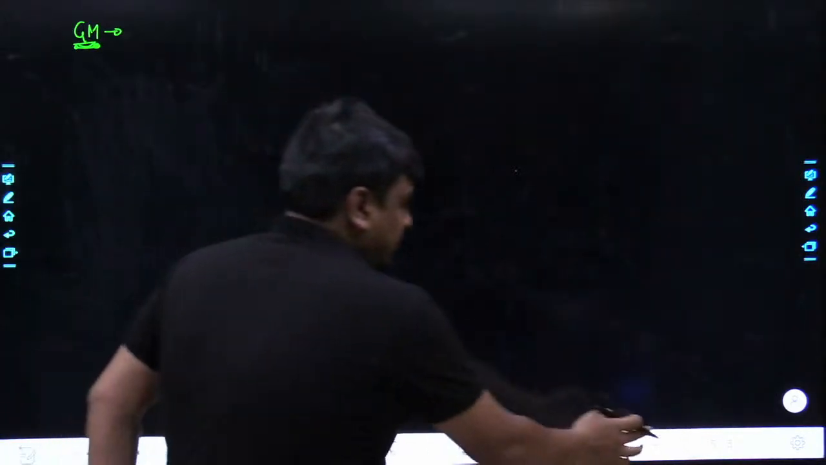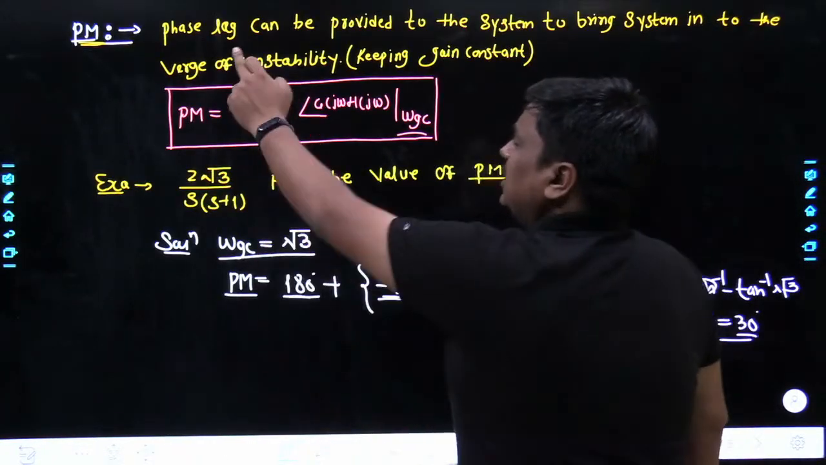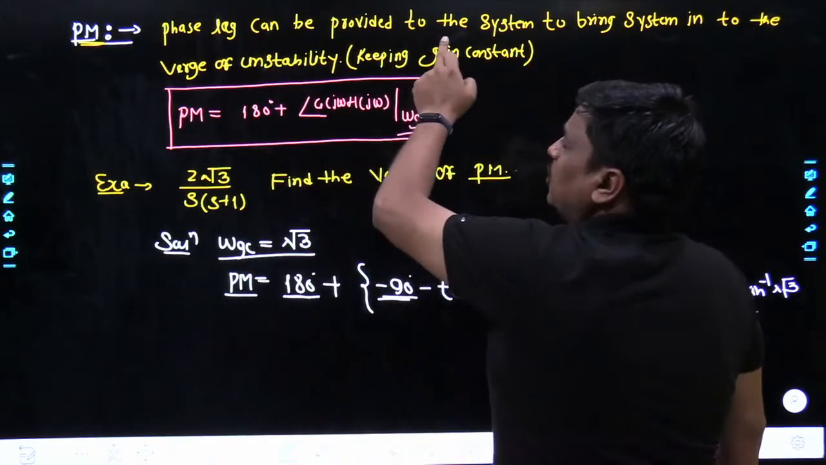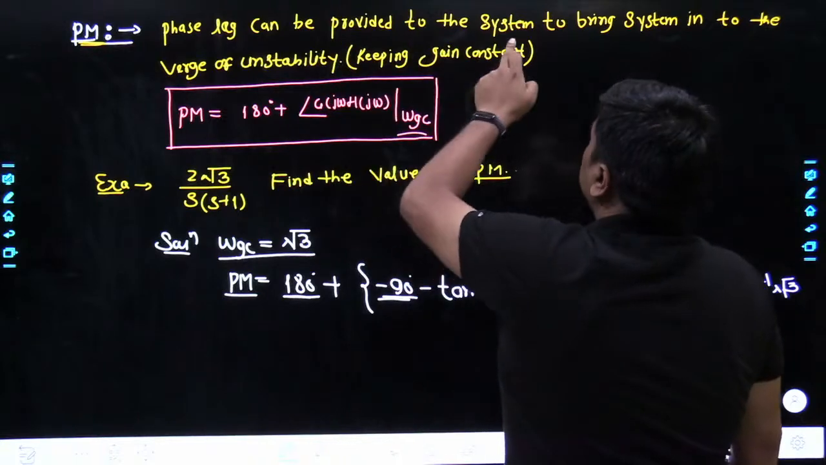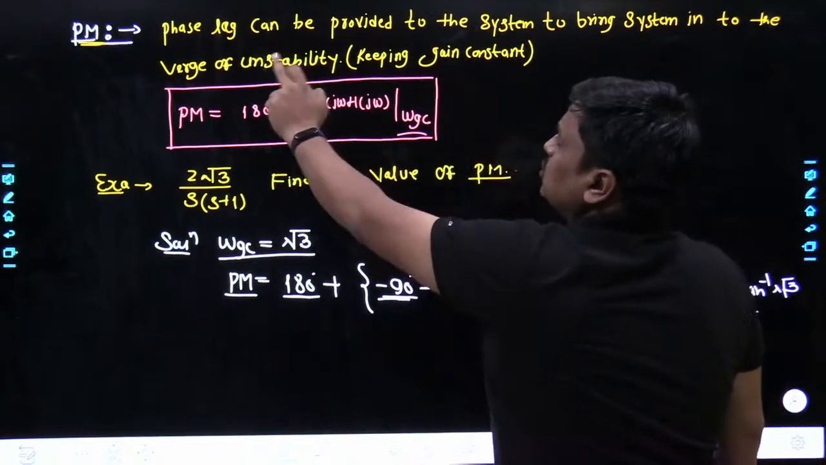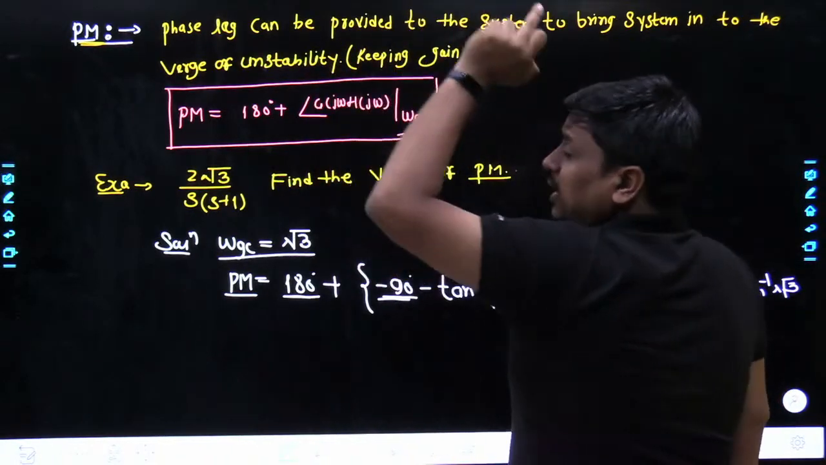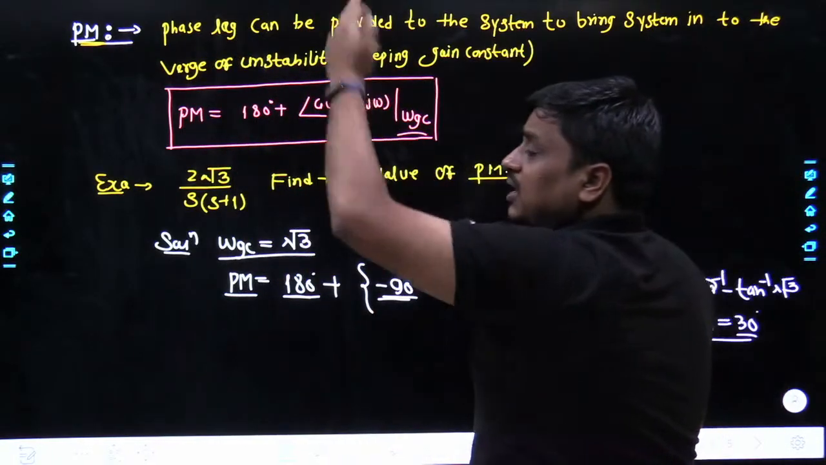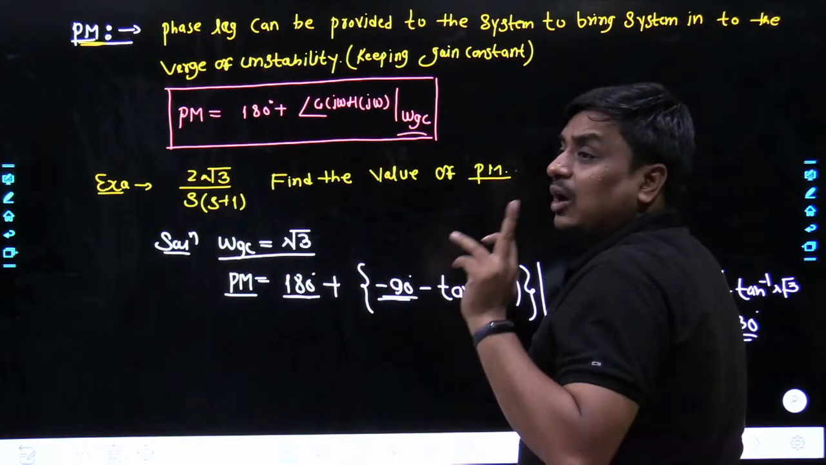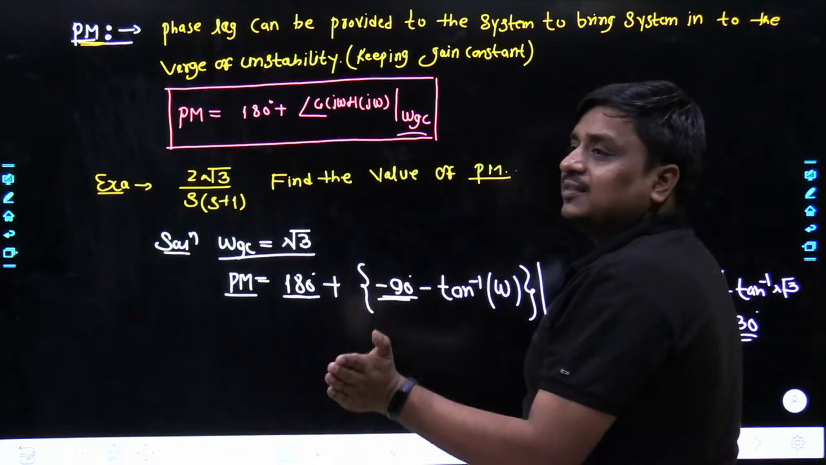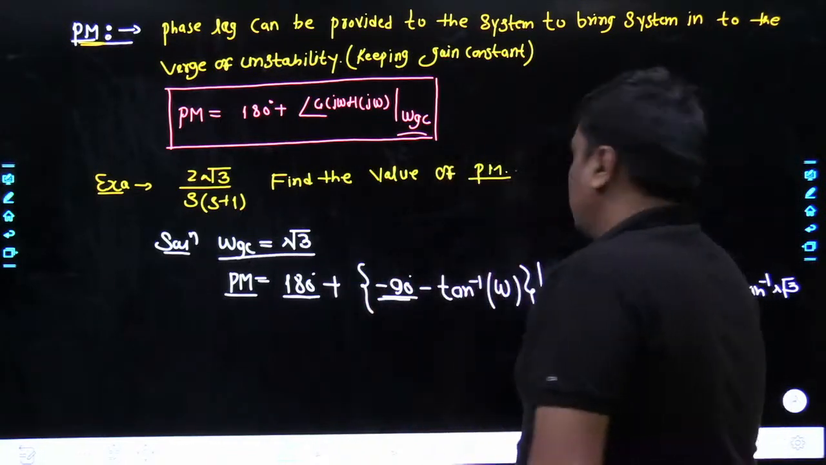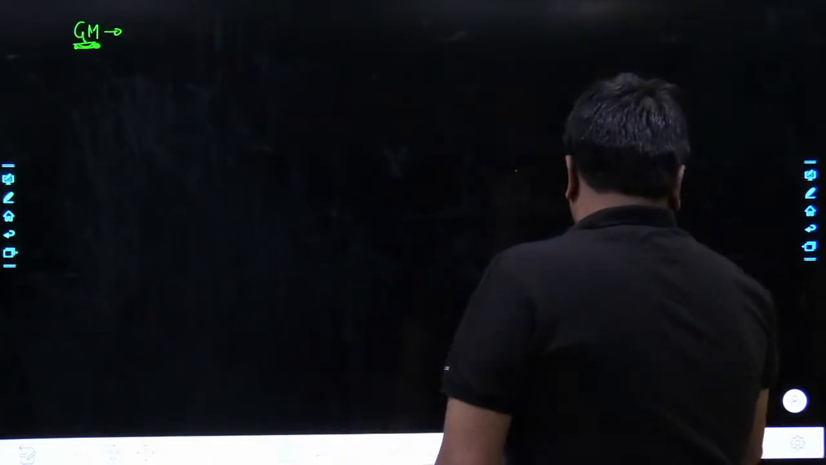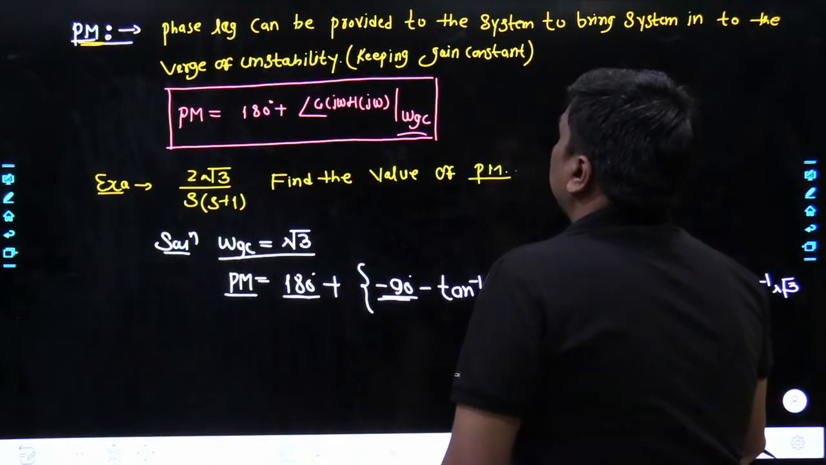The same definition, there would be a bit of difference. See, the phase lag can be provided to the system to bring the system to the verge of instability. In case of phase margin, I was not allowed to change the gain. Similarly, in case of gain margin, I would not be allowed to change or introduce phase change over the system. Agreed with what I am saying? So here the same definition would be used.